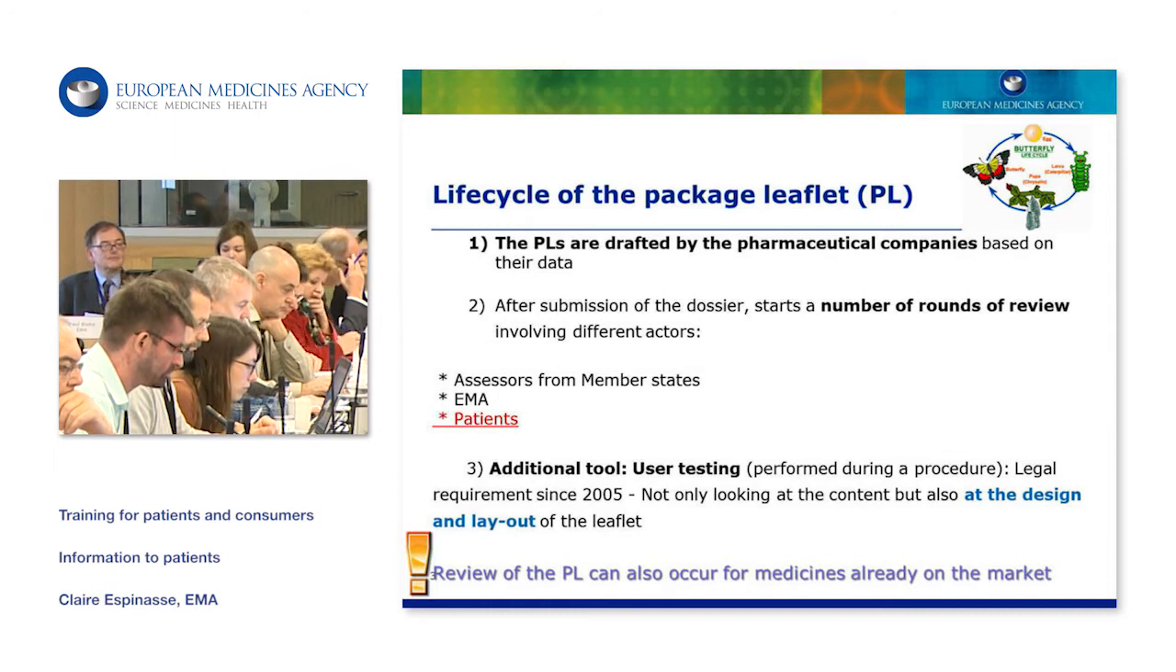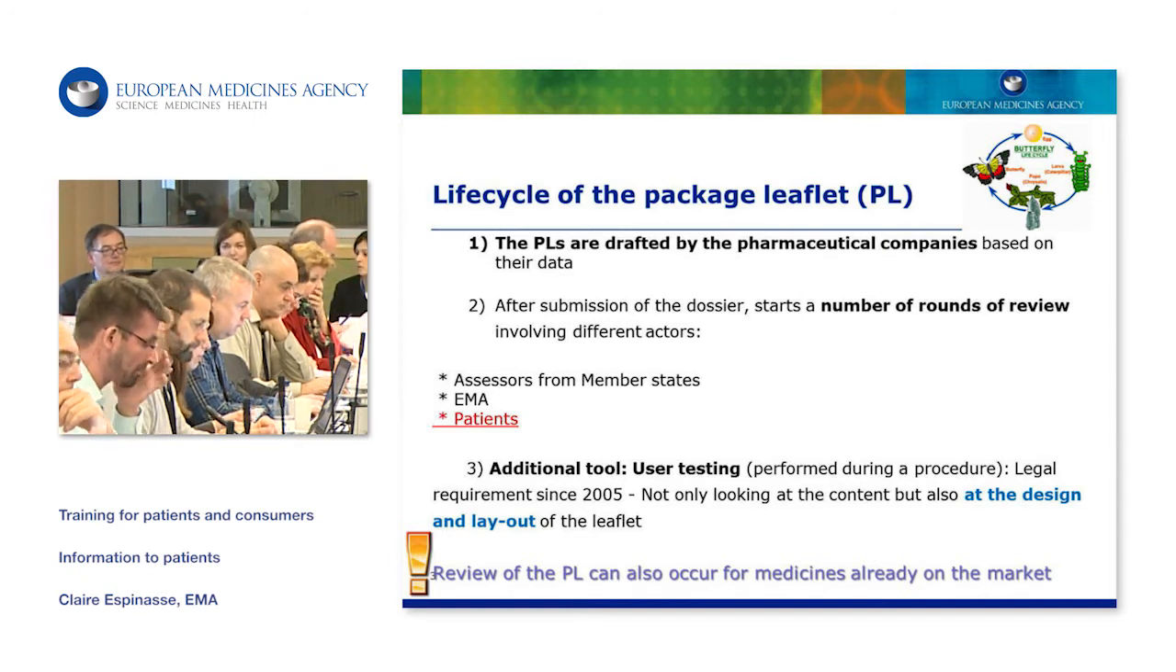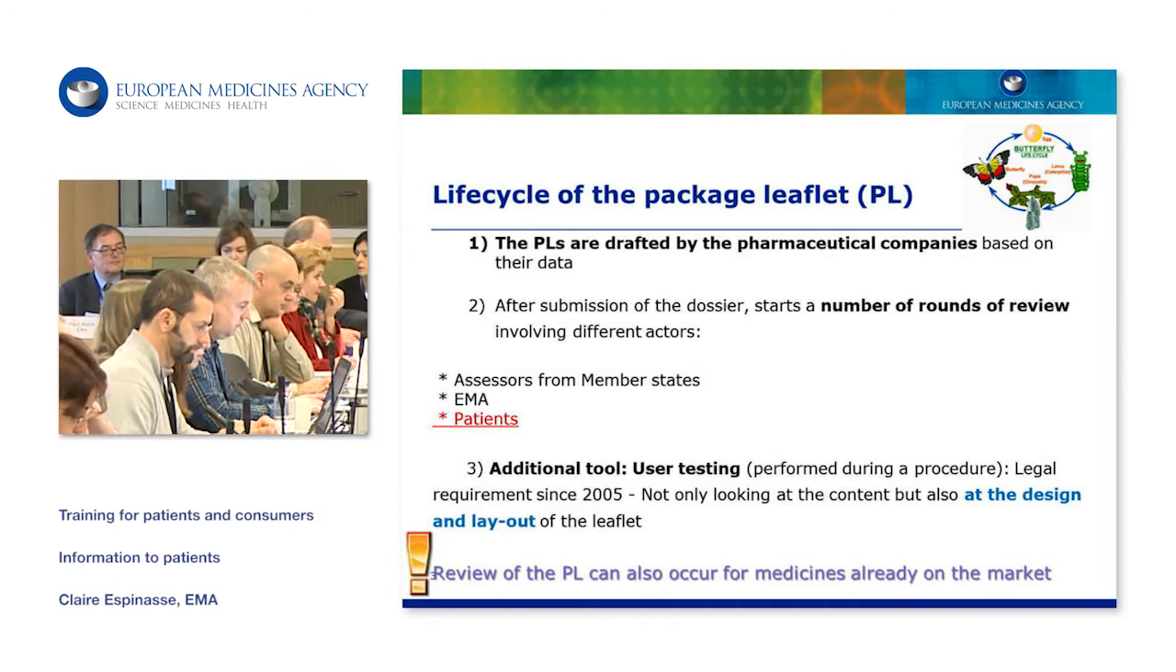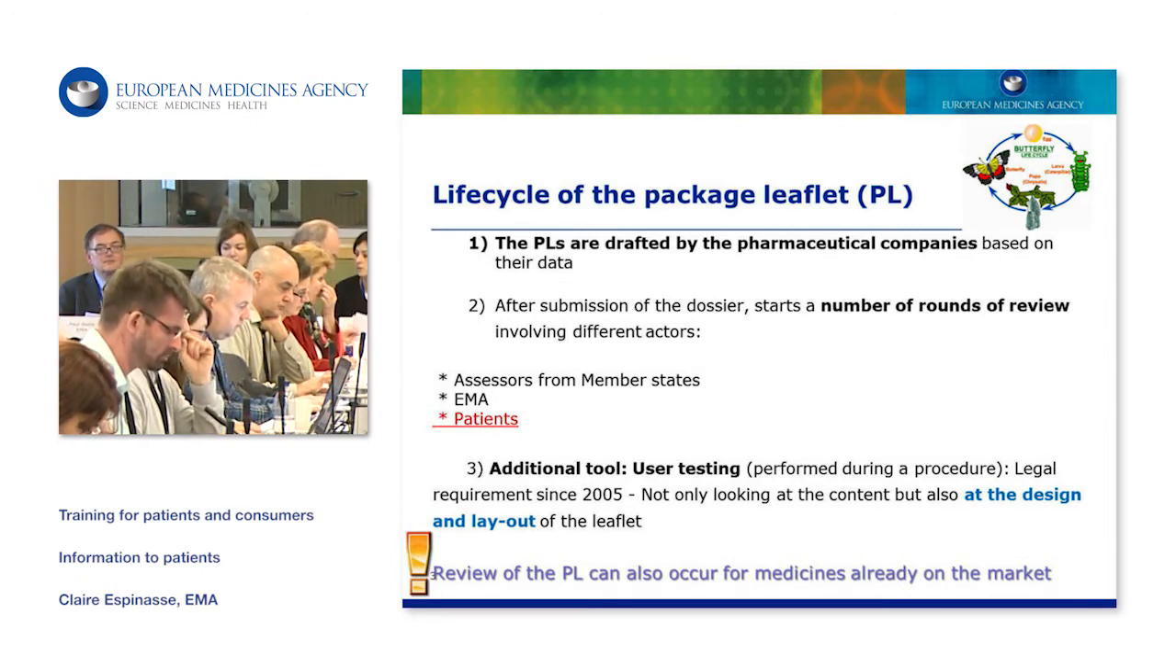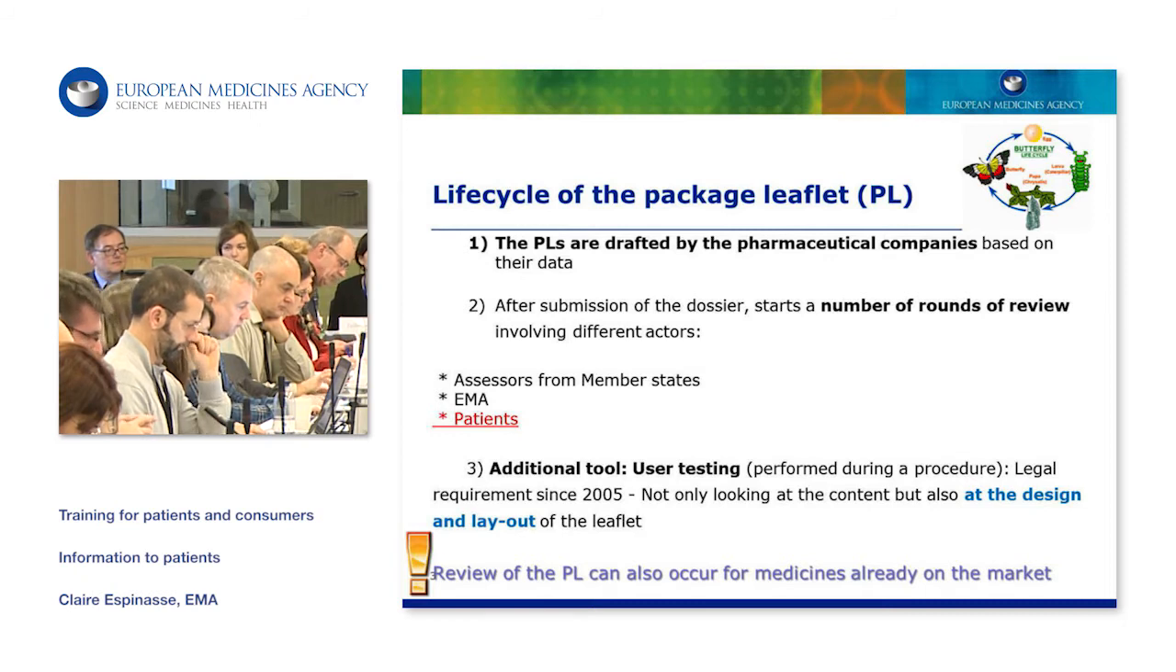These slides give you a brief overview of the life cycle of the package leaflet. The package leaflet is first drafted, created by the pharmaceutical companies based on their data when they have a new medicine. Then they come to EMEA, they submit their dossier, and the package leaflet will be part of this dossier at submission time. Once the dossier is submitted at the agency, we will start a number of rounds of review of the package leaflet, and it involves different actors.